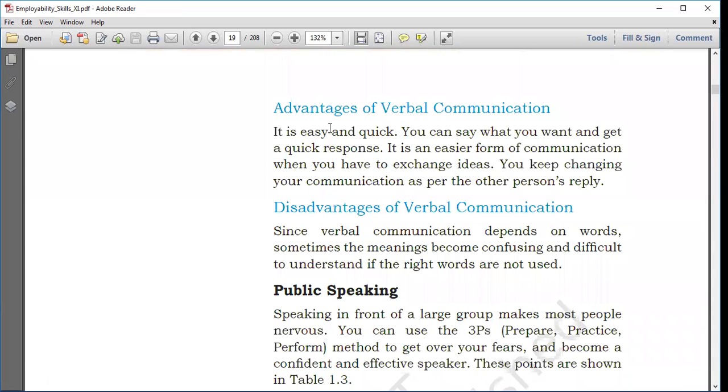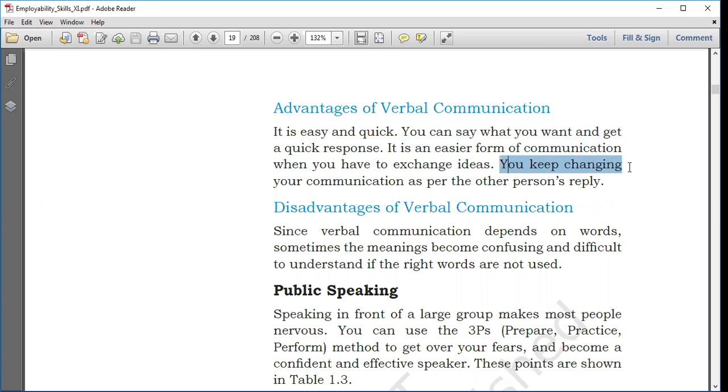Now we'll talk about advantages. Verbal communication के फायदे क्या हैं? एक तो ये easy है और quick है, right? Whatever you want to express and say, you can quickly say it. Then you get a quick response also. You'll get the response immediately. Like if you're talking to somebody, if you say something, you'll get a response immediately, right? So it is an easier form of communication.